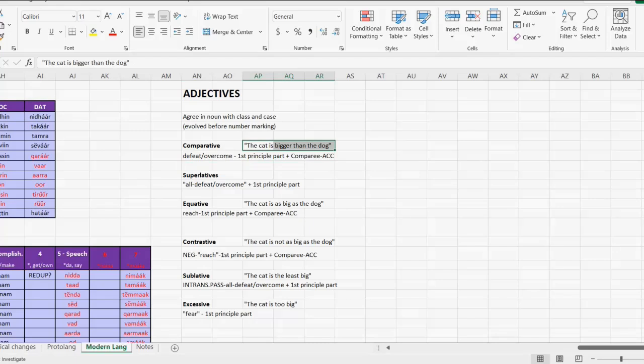But if this construction is old enough, if it predates the reification of the converbs and the principal parts, we could just say that defeat just is a plain old preposition. So it would just be like, the cat is big, defeat the dog. So it would essentially just be a postposition that just means than. I'll come back to that in a second when we start thinking about actual forms for it.